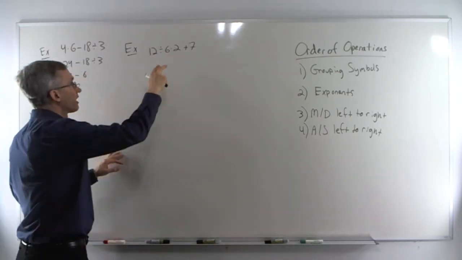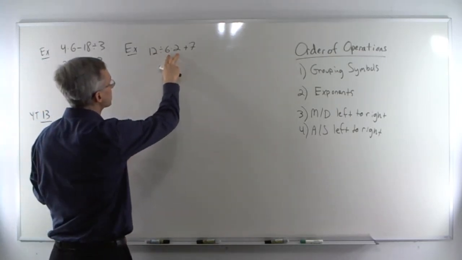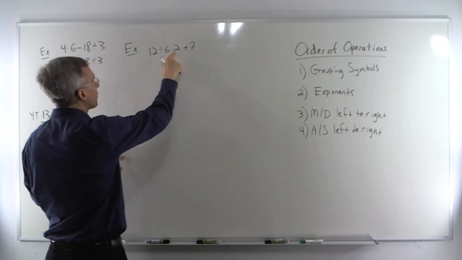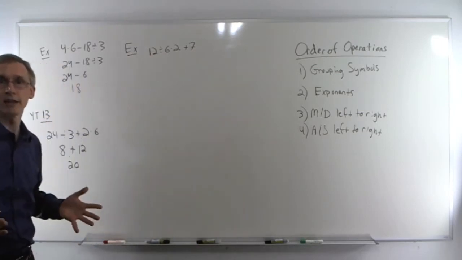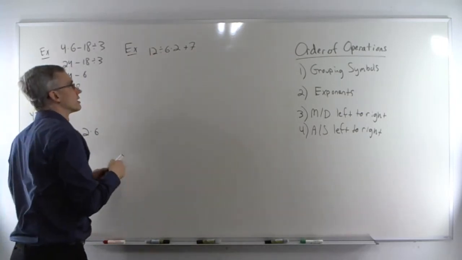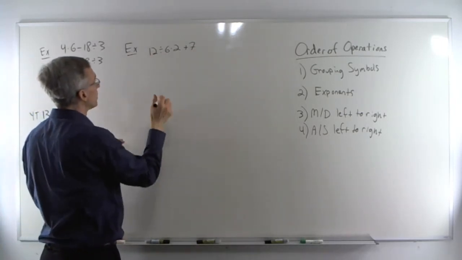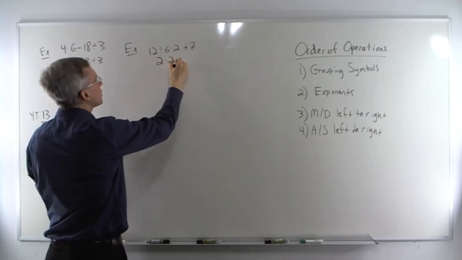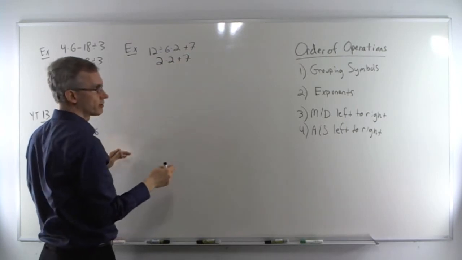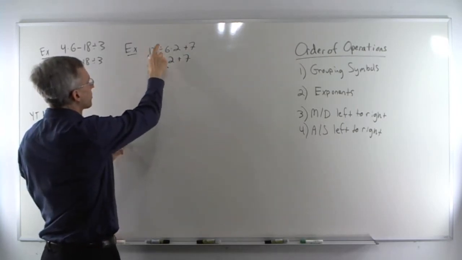If I were to multiply first, I'm going to get a much different answer. So I'll get 12 here. 12 divided by 12 is 1. 1 plus 7 is 8, which is not the correct answer. So instead of that, what I'm going to do is 12 divided by 6, that gives us 2. So multiplication, division, left to right, that's the first one we encounter, so that's the first one we do.